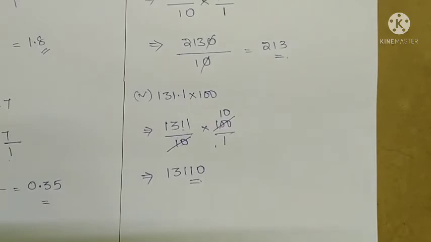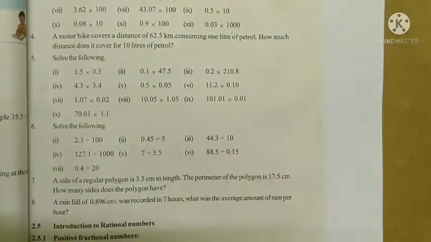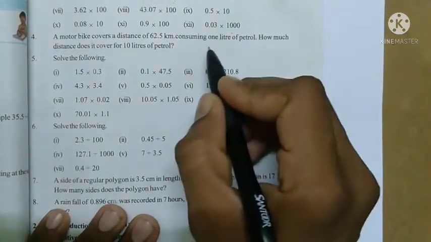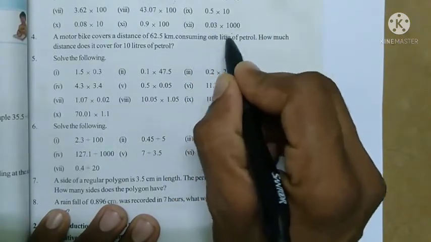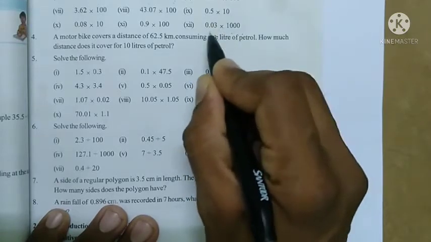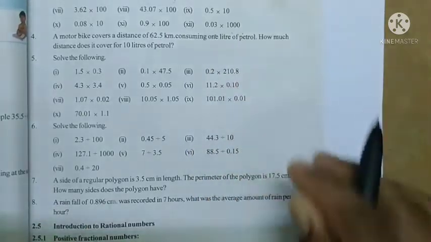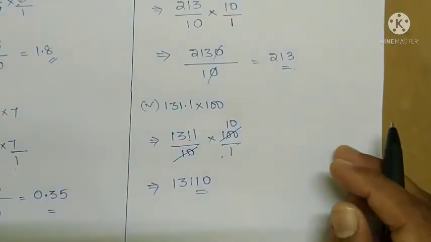So this is about multiplication of decimal number by 100. So let's see our next question. So this is your 12th question. 0.03 into 1000. Multiplication of decimal number by 1000.